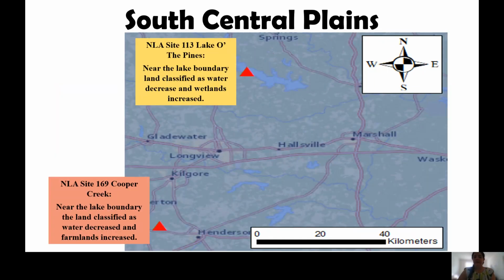Next, the 2 sites located in the South Central Plains were analyzed. Again, neither of these sites showed significant change in developed, barren, forest, shrubland, or herbaceous land cover. The amount of land cover classified as water decreased for both sites. The water land cover for Site 113 was converted into wetlands classification, and for Site 169, it was converted into farmland. For both of these sites, this change happened closer to the lake boundary.